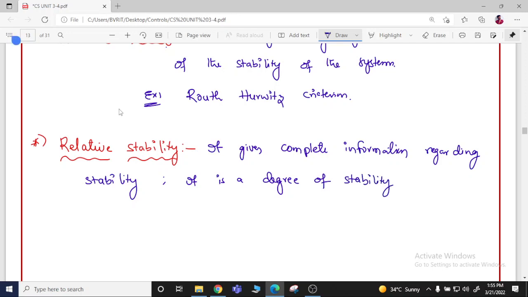Examples of relative stability are the root locus technique, Bode plot, polar plot, etc. So these are related to stability criteria: always stable system, conditionally stable system, marginally stable system, absolute stability or relative stability. These are important for short answer questions.